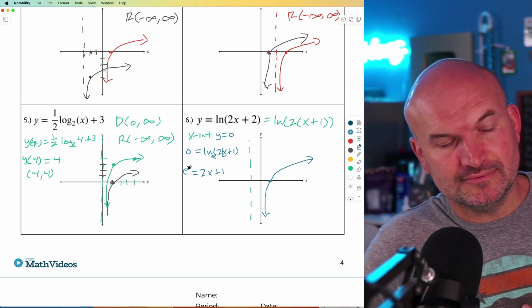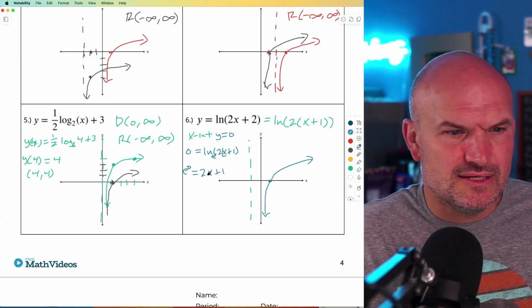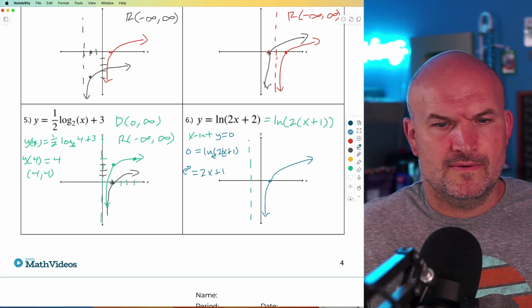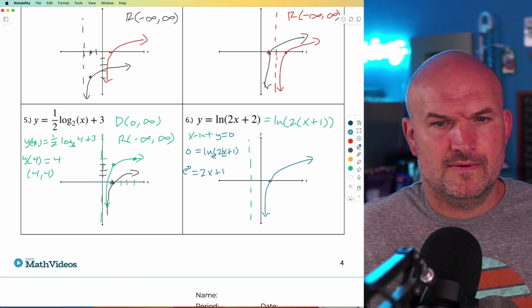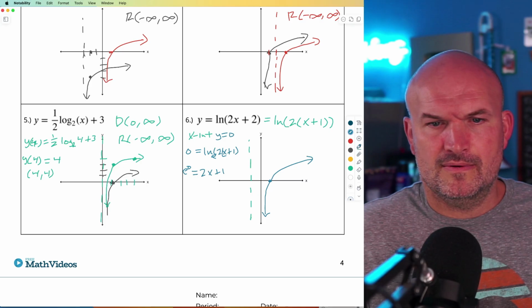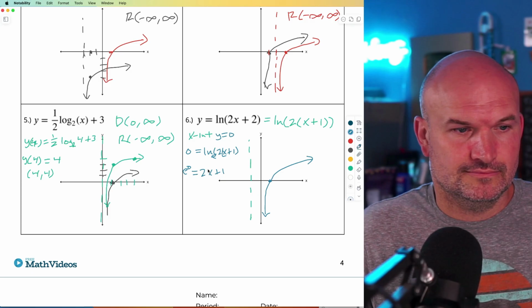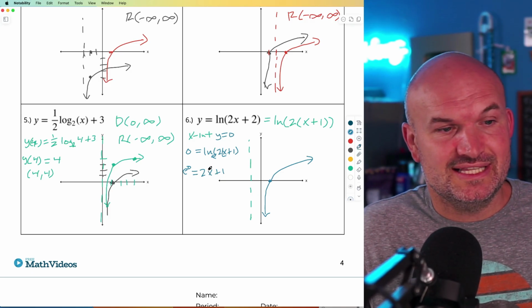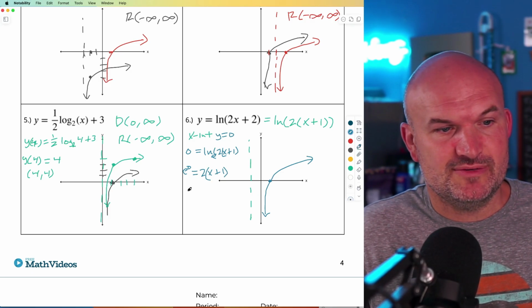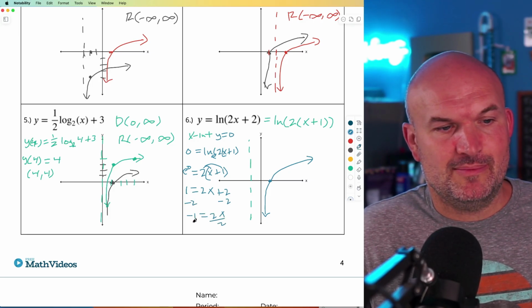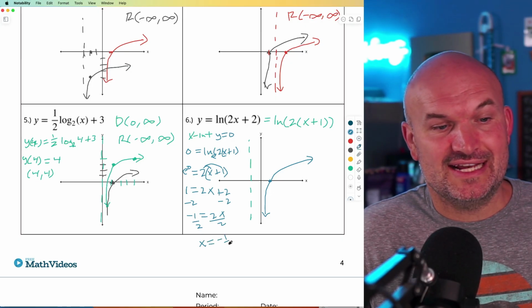Well, what's e to the 0? Well, e to the 0, I forgot to use my parentheses, is going to be a 1. Now again, if you apply your distributive property here, that's going to be a 2x plus 2. Now subtract your 2 on both sides. You get a -1 is equal to a 2x. Divide by 2, divide by 2. X is equal to a -1/2.